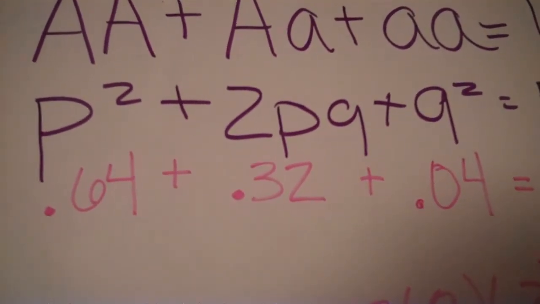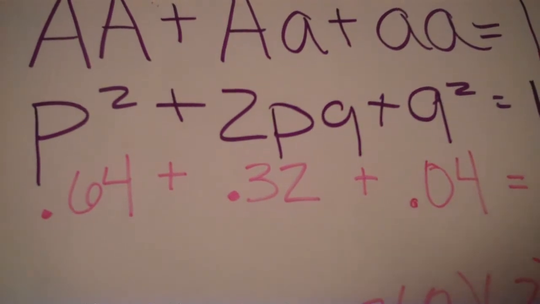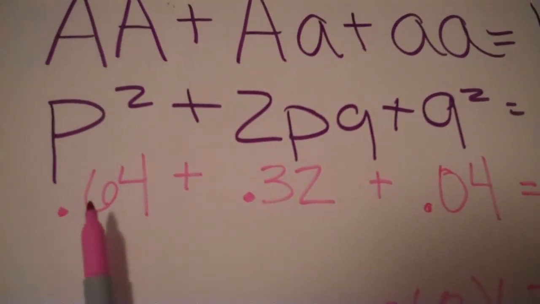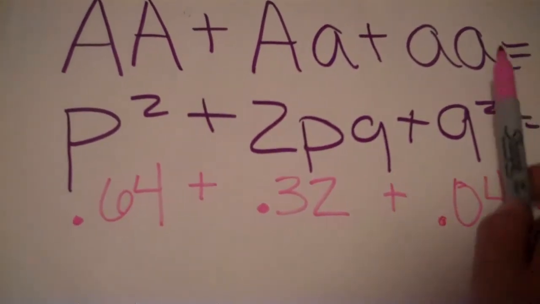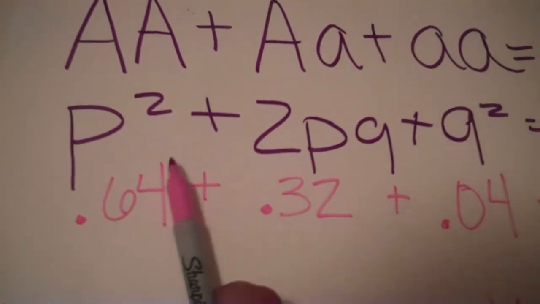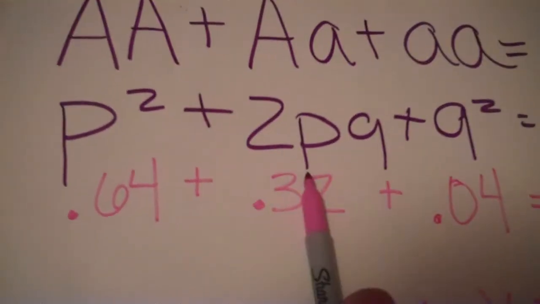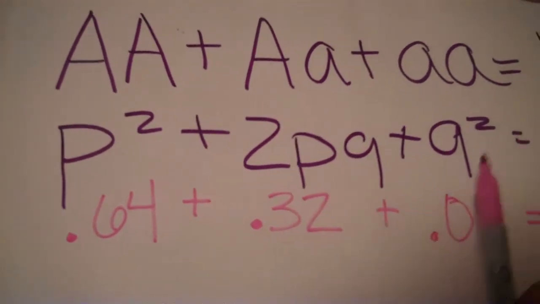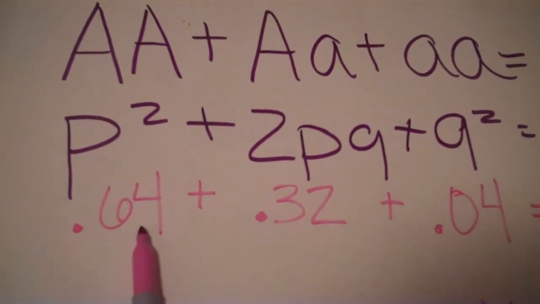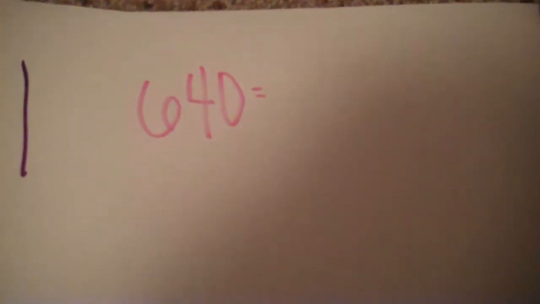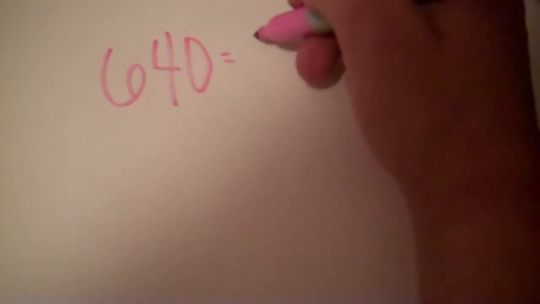So after that, there was one more step to the problem. It said that the population was made up of 1,000 newborn babies. So you need to take 0.64, 0.32, and 0.04 times 1,000 to figure out all of these genotypes. So 0.64 is big A, big A, 0.32 is big A, little a, and 0.04 is little a, little a. So 0.64 times 1,000 will give you 640. So that means 640 people of that population are homozygous normal. So that is big A, big A.